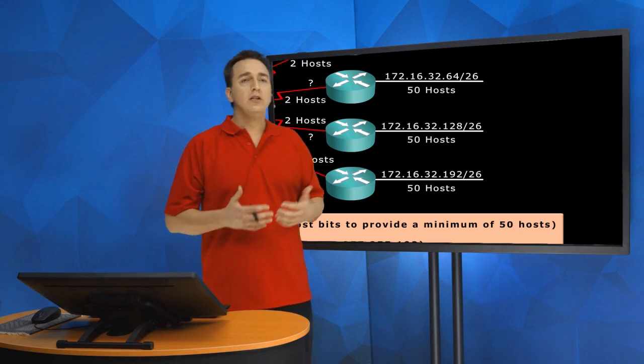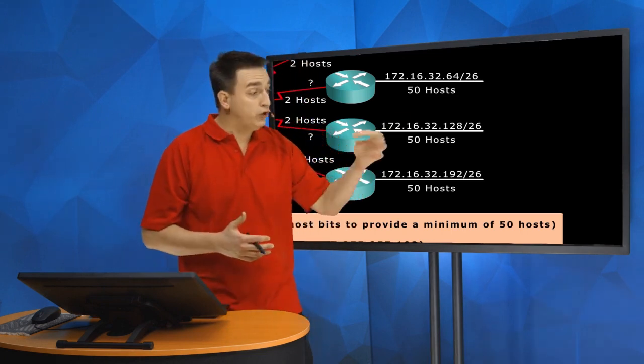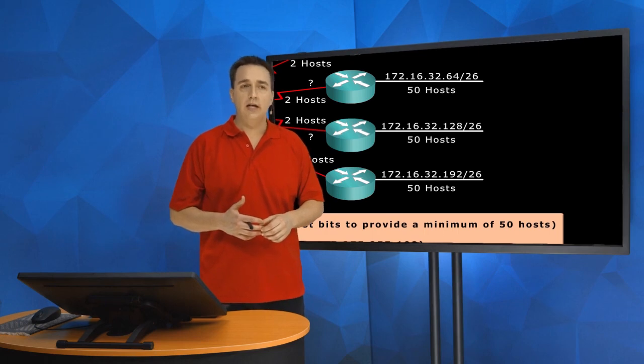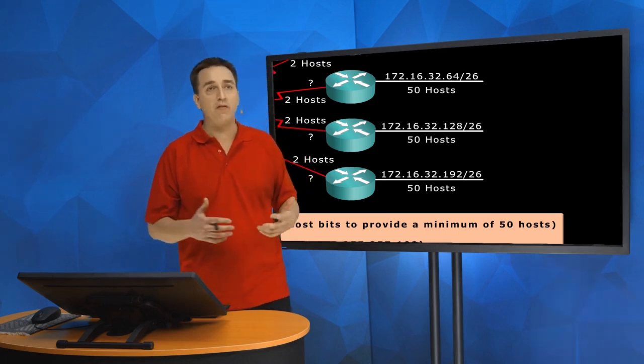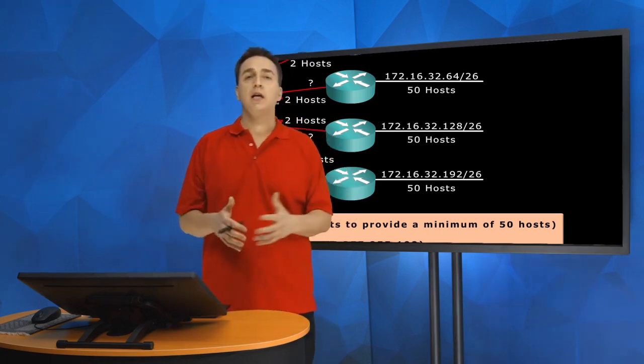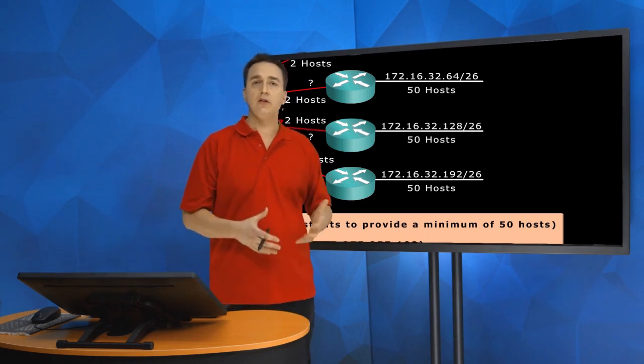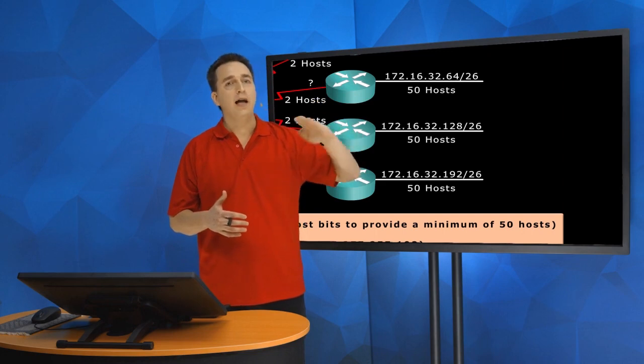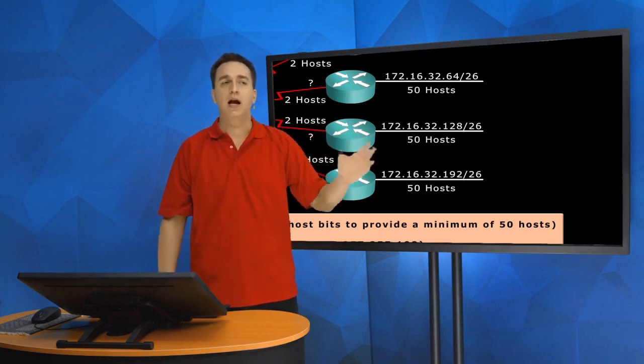So what's our new subnet mask? Our new subnet mask is going to be 32 minus 6. The new subnet mask is /26, which is 255.255.255.192. So what's the block size now? That's the next key critical ingredient. The block size is going to tell us what we're counting by for every single subnet ID.